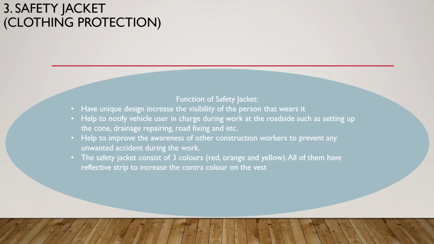The safety jacket consists of three colors, which are red, orange, and yellow. All of them have reflective stripe to increase the contrast color on the vest. So basically, the safety jacket helps the vehicle user and other construction workers to notice and increase their awareness about the person that is working at the road, especially during night time.